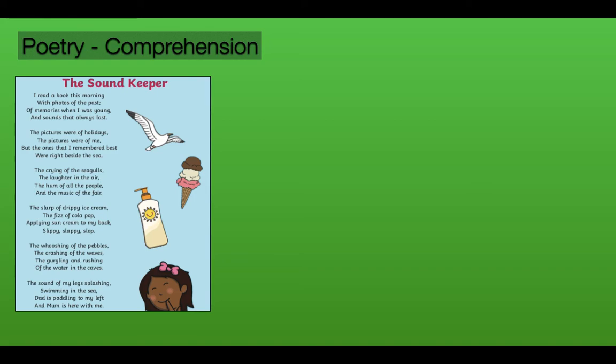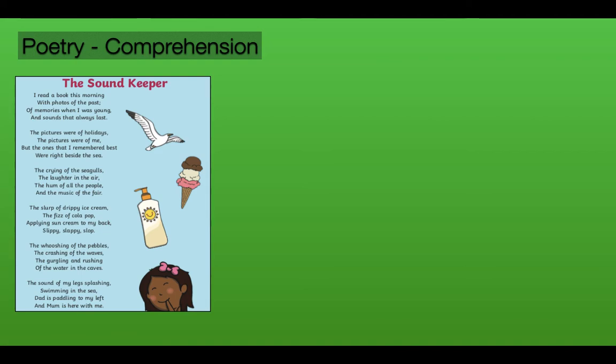There are lots of words there which we call onomatopoeia, which you covered yesterday. So words like slurp, fizz, slippy, slappy, slop, crashing, whooshing, they are all onomatopoeic words.